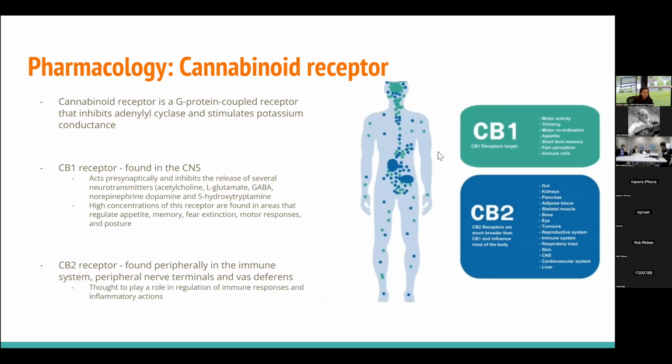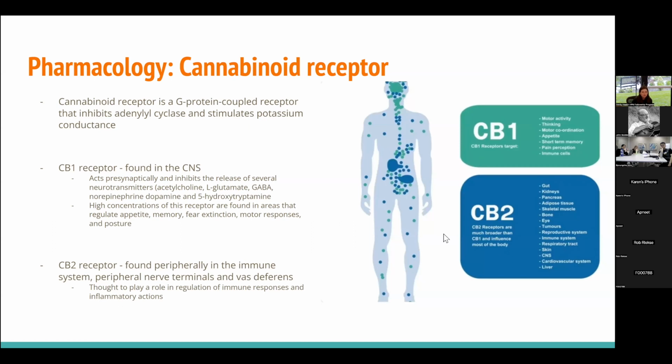The CB1 receptor, which is in the green color here, is mostly found in the CNS. It acts presynaptically and inhibits the release of lots of different neurotransmitters, including acetylcholine, L-glutamate, GABA, norepinephrine, dopamine, and 5-hydroxytryptamine. There's a high concentration of these receptors in areas that regulate things like appetite, memory, fear extinction, motor responses, and posture.